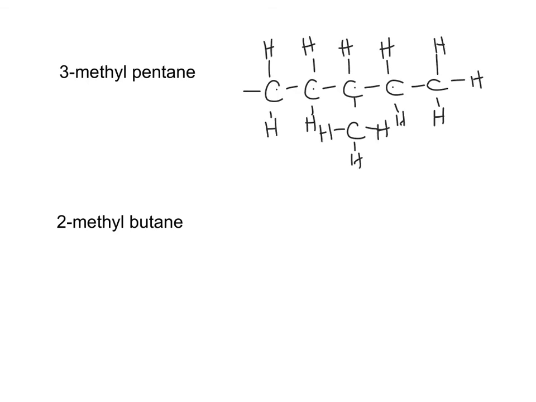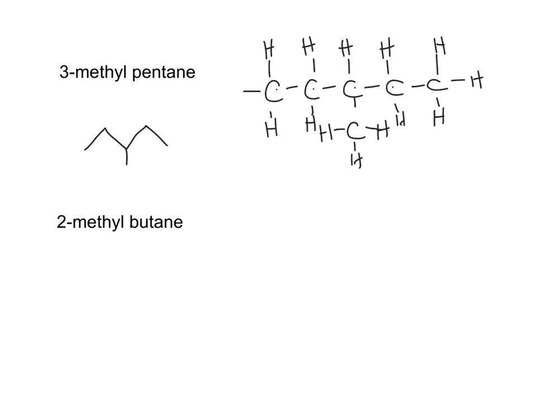But I will show all of them. Now it can get a bit messy, which is why some people like the line diagram. So 1, 2, 3, 4, 5. That's the pentane, that's the backbone. And then there's a side group on the 3rd carbon.